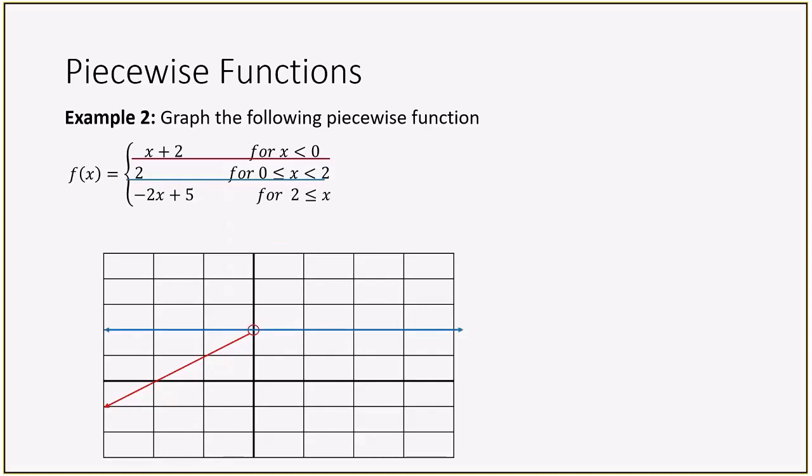If I'm going to graph f of x is equal to 2, that's just a horizontal line. And now I'm going to erase everything less than 0 and everything greater than 2, because my piecewise function just is going to exist in between those two values of x. And I'm going to put a closed dot on 0 and an open dot on 2.